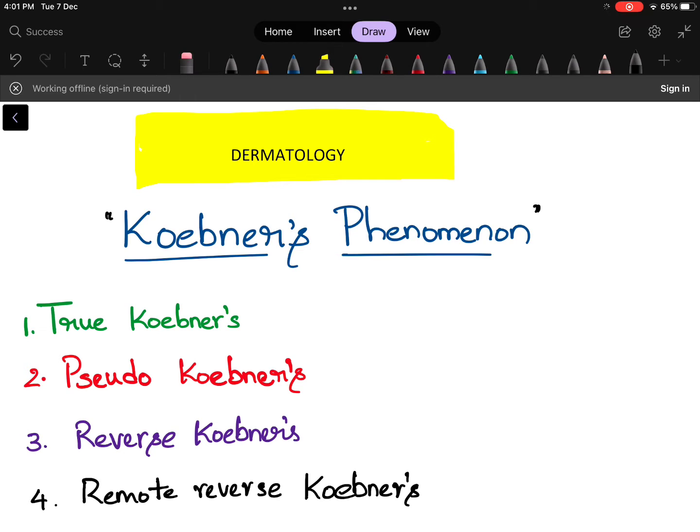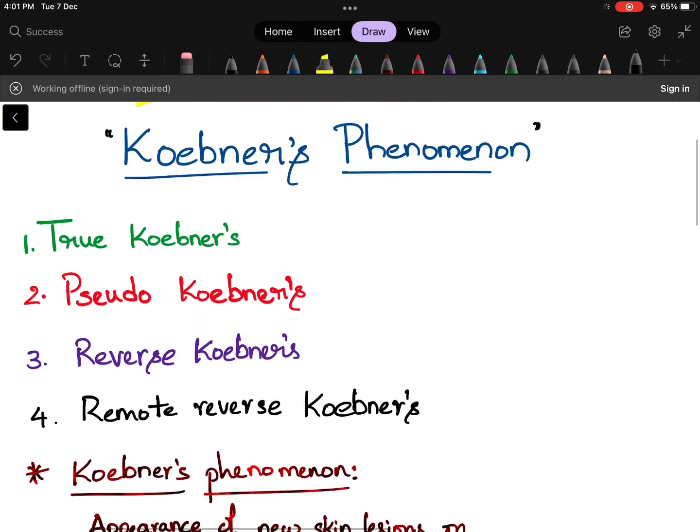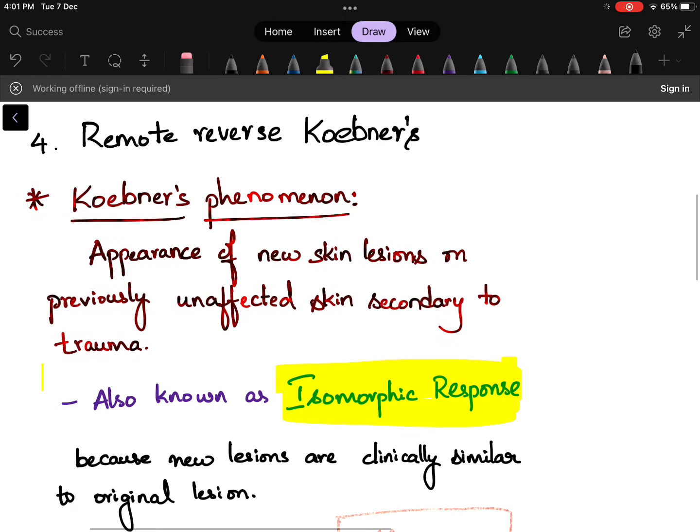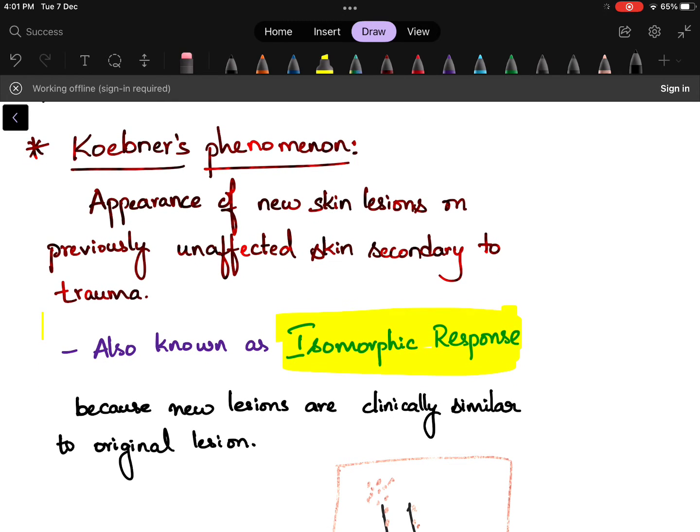In this we'll have four terms. One is true Koebner's, pseudo Koebner's, reverse Koebner's, and remote reverse Koebner's. If you actually understand true Koebner's, the other terms are very easy because they're all self-explanatory terms. Okay. First, Koebner's phenomenon. One thing you should remember is that it is also known as isomorphic response.